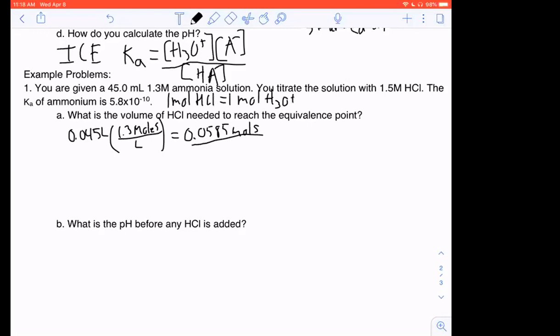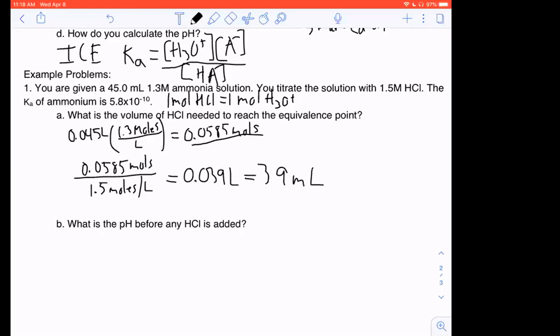That means in order to figure out how many moles of HCl we need to add, it's going to be the same number of moles as this. So what I'm going to do is divide 0.0585 moles by the concentration of HCl. The concentration of HCl is 1.5 moles per liter. What this ends up giving you is 0.039 liters, which equals 39 milliliters. That's the calculation you'll need to do for this.